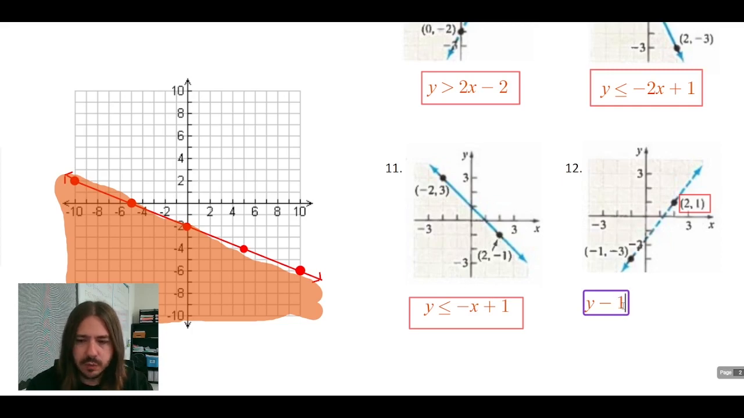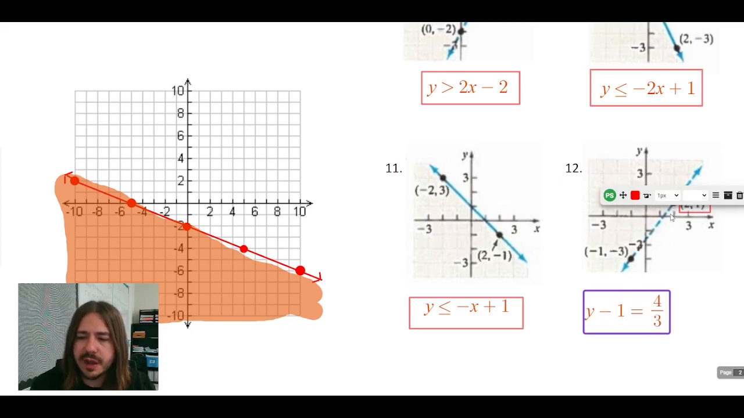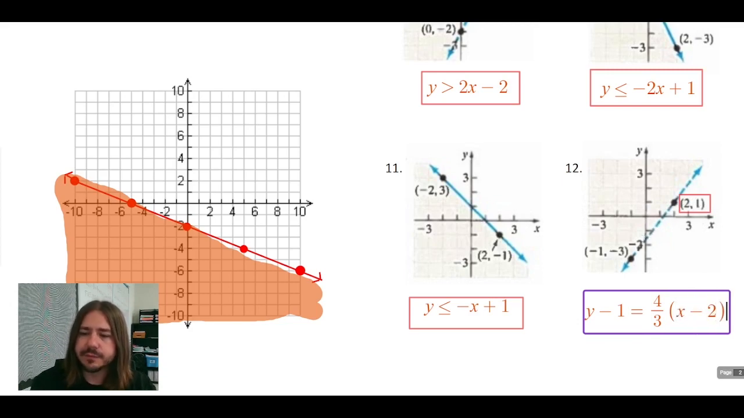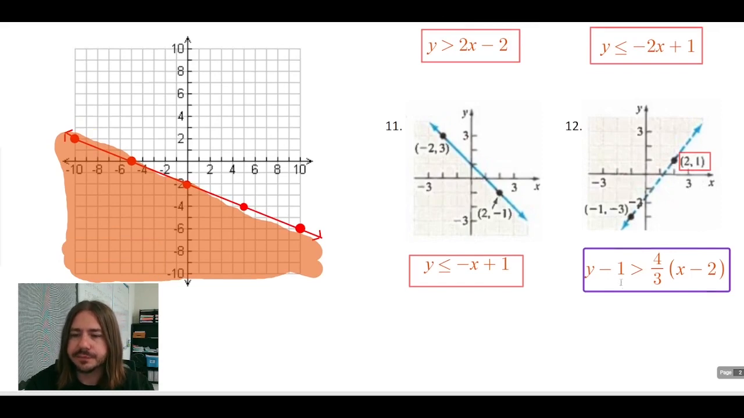So y minus 1 equals, now let's see what the slope here is. Up 1, 2, 3, 4. So up 4 over 3. So 4 over 3 would be 4/3. That does not reduce, and that's probably why we're seeing this y-intercept not to be very nice. And then x minus 2. So here's our setup. Now it is strictly greater than, because we have a dashed line versus a solid line. We could see the shading is up.